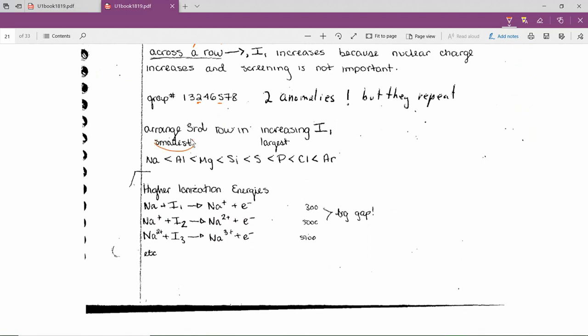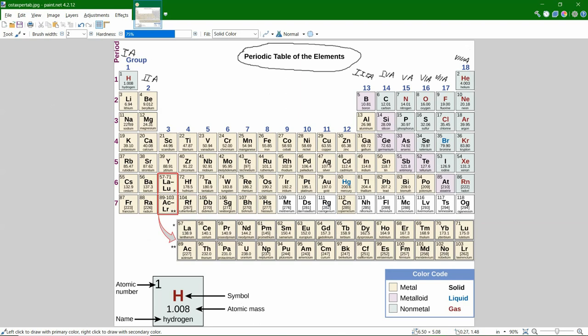Whenever you do a sort, focus on the smallest and the largest, and then fill in the mushy middle. So in the third row, sodium is on the far left, so it is the easiest to kick an electron out of. Argon is the hardest. Then we fill out the middle using that 1, 3, 2, 4, 6, 5, 7, 8. So it's sodium, then aluminum, then magnesium, 1, 3, 2, 4, silicon, sulfur, phosphorus, chlorine, argon. Sometimes I can ask you decreasing, so you put the largest one first and the smallest at the other side. Always go from left to right when you do these.